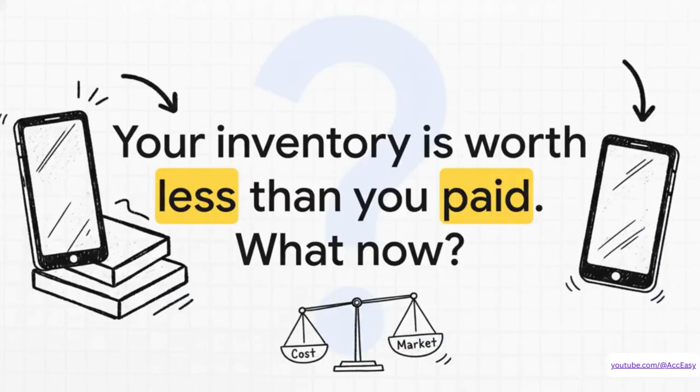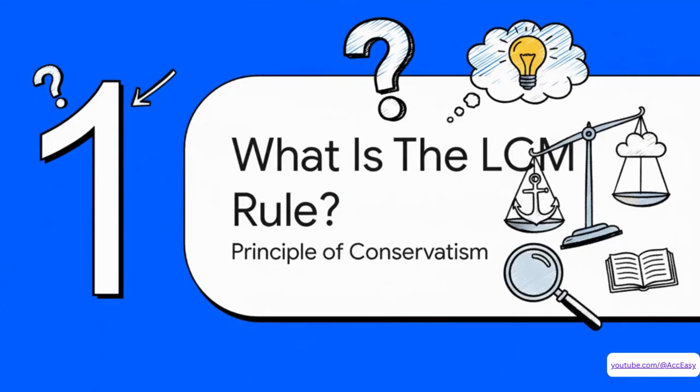Seriously, think about that. You've stocked up on what you thought was the hottest new gadget, but boom! A month later, a better model comes out. Suddenly, the value of all your stock just tanks. What do you do? Well, that exact problem is why the lower of cost or market rule, we'll just call it LCM, even exists. So first things first, what exactly is this rule and what's the big idea behind it?